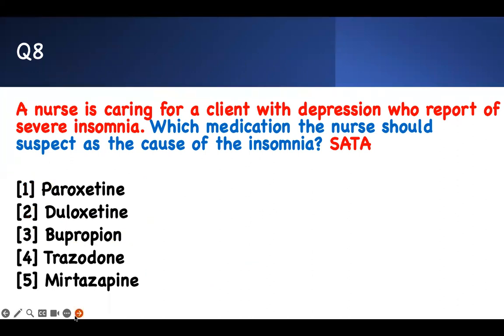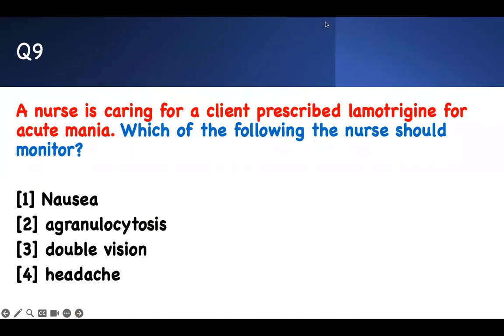So this is all content revision. At the same time, I show you how to answer questions. Which of the following should the nurse monitor? A nurse is caring for a client prescribed lamotrigine for acute mania. So you look at it, you circle lamotrigine, acute mania. You know this is a what? A mood stabilizer. Okay, you have to know specific side effects, only a few of them. So which one should the nurse monitor?